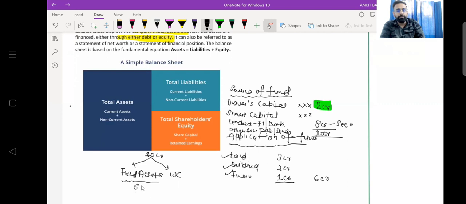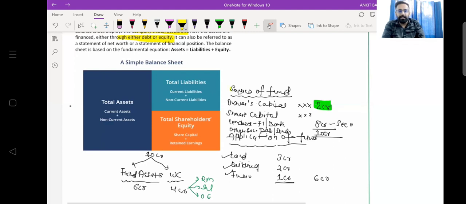So here you can see what the company has done. Company has purchased fixed assets of 6 crore and the remaining 4 crore the company will keep for their working capital. So here working capital can be raw material, it can be salary, and there are many other expenses which the company has to incur. So this is the meaning of source of fund and application of fund, right?